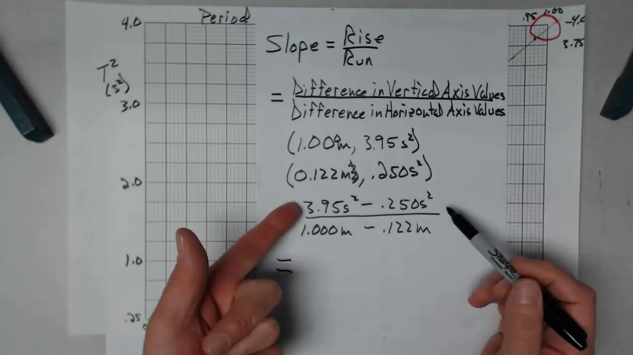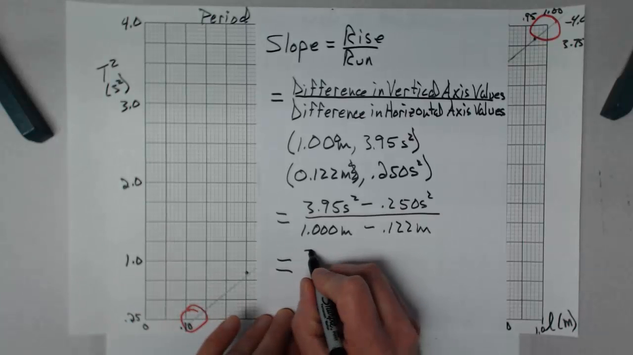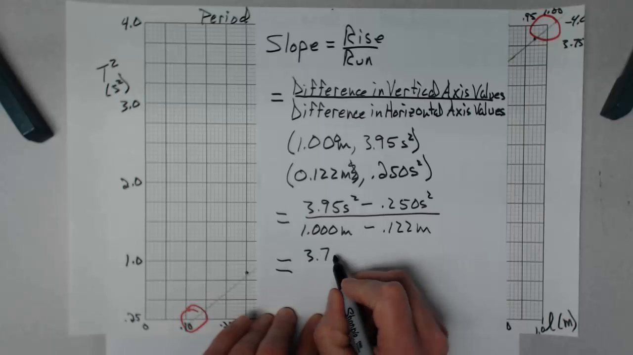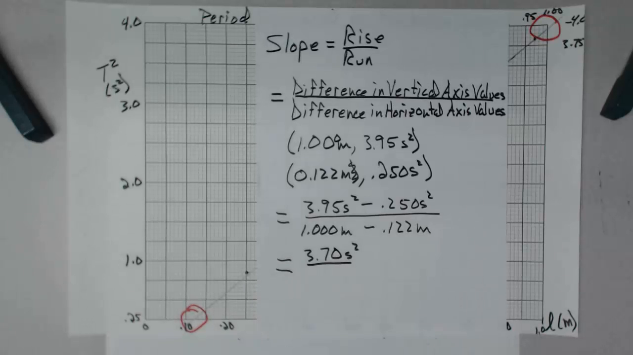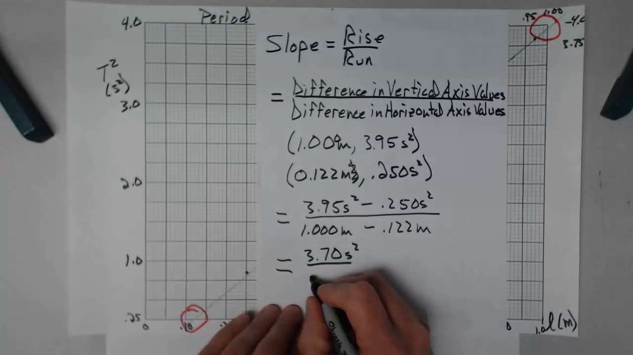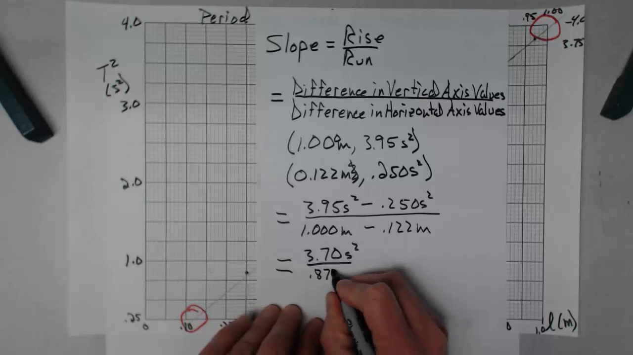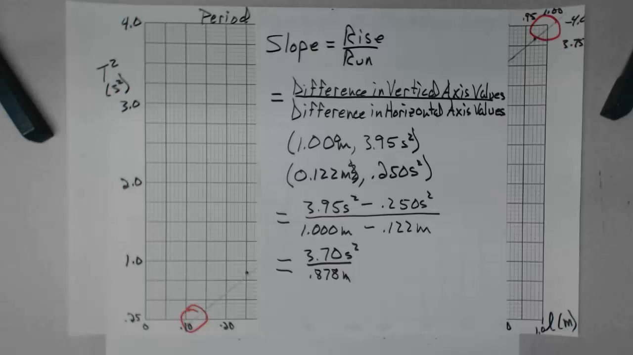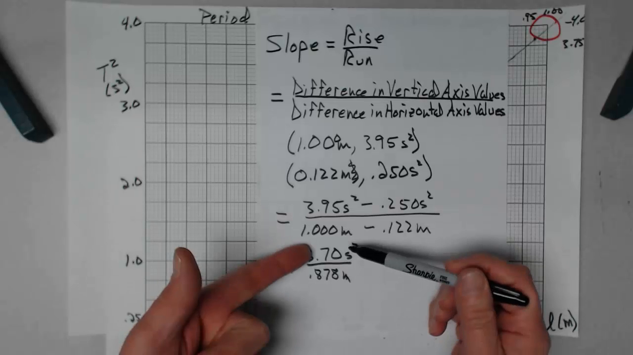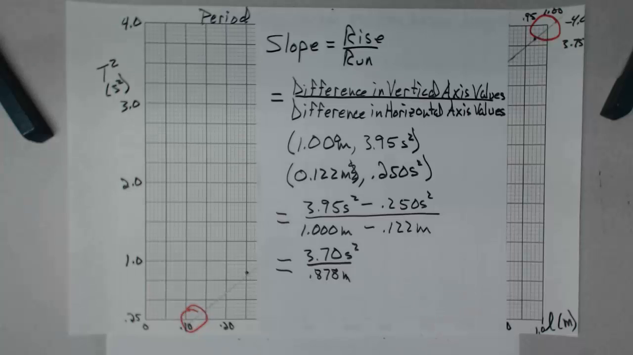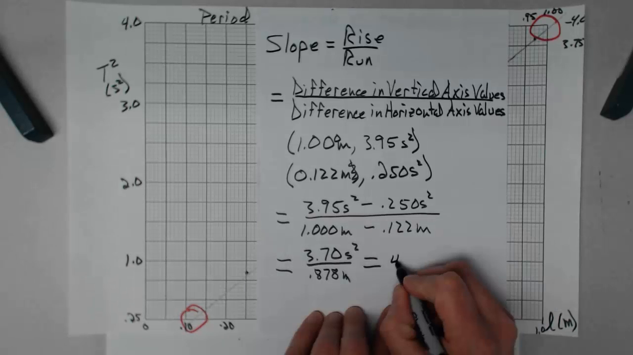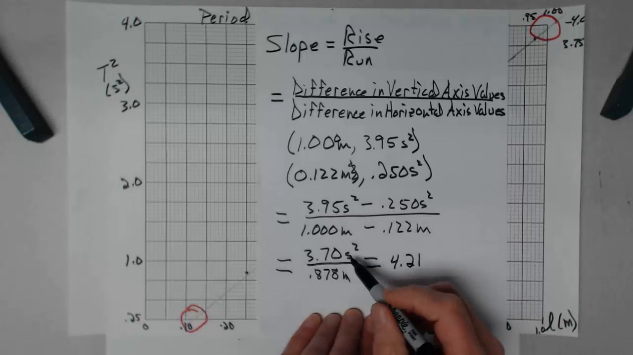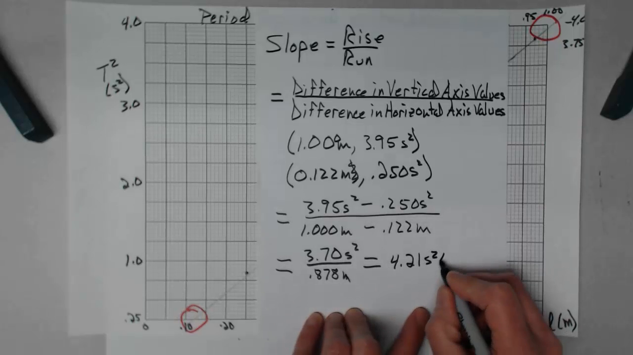Okay, do the subtraction here. I would actually get 3.70 seconds squared on top. Down here on the bottom, I'll have to pull out a calculator for that. I would get 0.878 meters. Okay, I've got three significant figures on the top, three significant figures on the bottom. I think I'll be able to keep three significant figures in my result. My slope will be 4.21. It'll have units of seconds squared per meter.